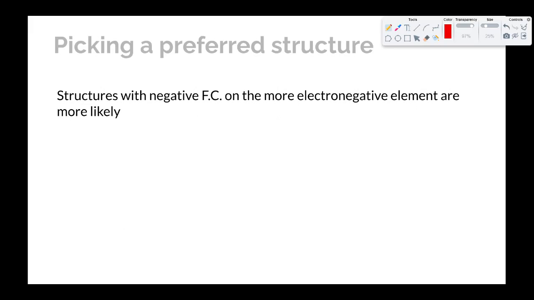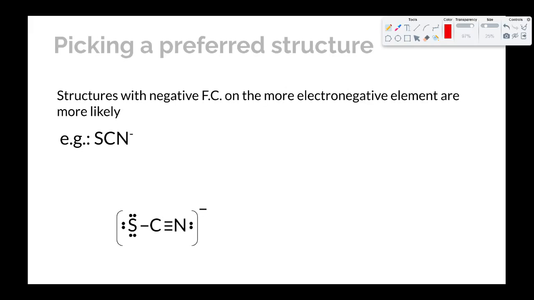Sometimes it's sort of a tie. And in that case, the structures that have the negative formal charge on the most electronegative element are the ones that are the most likely. An example would be the thiocyanate ion. So thiocyanate, one way that you could draw it would be like this.